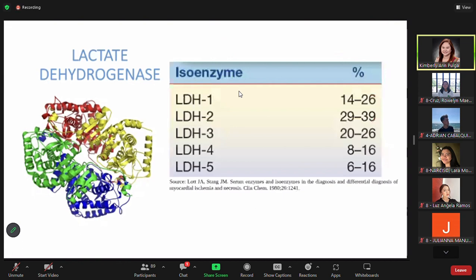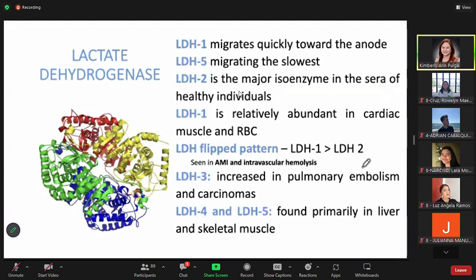So, yan. You can see here, ito yung sa serum natin, no? Serum enzyme. And for the serum, mas mataas yung LDH2. So, ang arrangement natin, 2, 1, 3, 4, 5. Okay? 2, 1, 3, 4, 5. So, for the electrophoretic mobility, LDH1 ang pinakauna. Your H4, HHHH, because it migrates quickly toward the anode. Next is your LDH5, migrating the slowest.